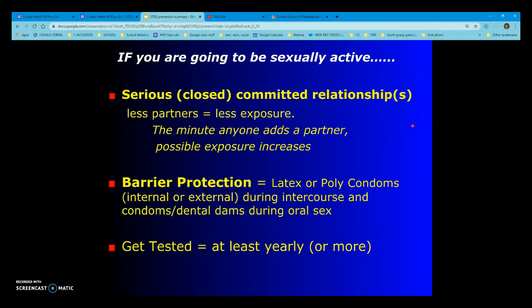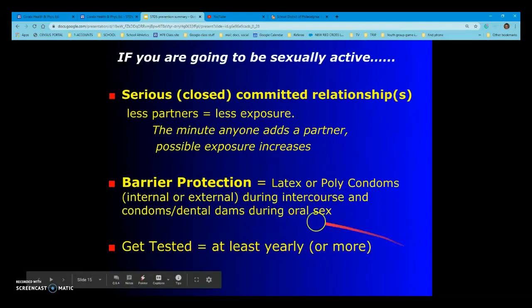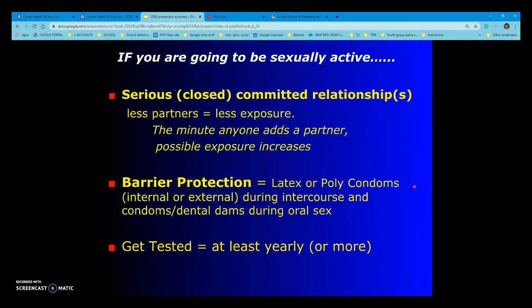And furthermore, you also have open relationships nowadays, so that completely ruins this safety mechanism. Use barrier protection. That includes latex or poly condoms. That can be internal or external condoms during any type of intercourse or penetration. And you also use condoms or dental dams during oral sex. Get yourself tested. Most articles say at least yearly. You can get this during your regular routine physical. The HIV testing protocols suggest that if you're highly sexually active, that you get tested each season: fall, winter, spring, and summer.